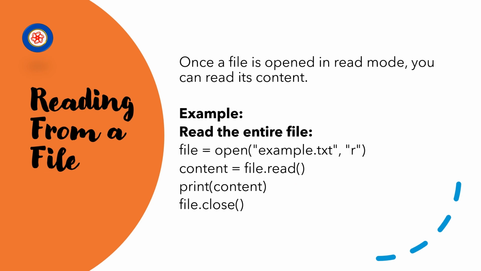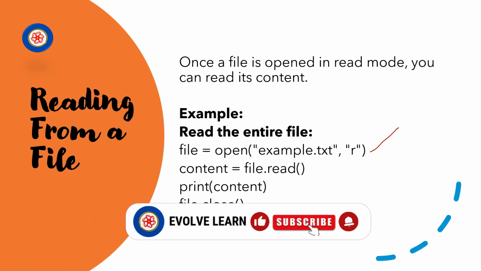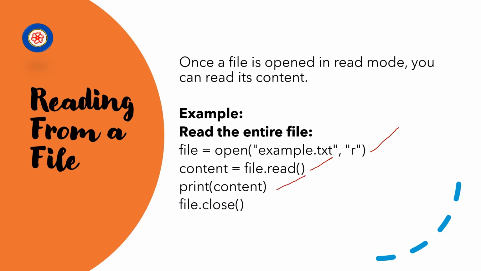Lastly, this file.close method closes the file. It is important to close a file after you are done with it to free up system resources and avoid potential data corruption. In simple words, in the first line we are opening the file, in the second line we are reading the entire content of the file, in the third line we are printing the content, and finally closing the file. This is how we read a file using read mode.